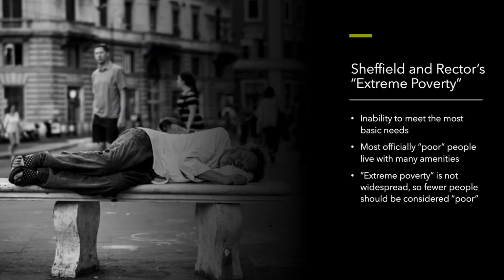Lastly, Rachel Sheffield and Robert Rector define poverty as extreme poverty, or a profound inability to obtain even the most basic needs. The authors claim that the majority of families considered poor by the official poverty measure can afford good quality housing, a consistent and nutritious food supply, necessary health care, and even entertainment technology. If even most poor people can afford so many amenities, then poverty as they define it is not nearly as widespread as one might think.